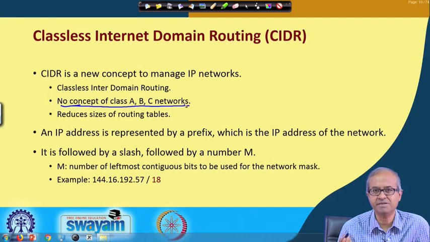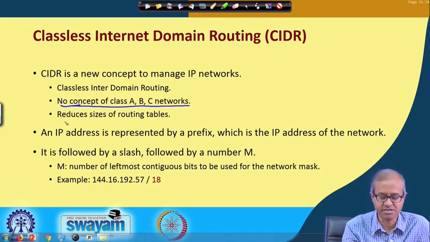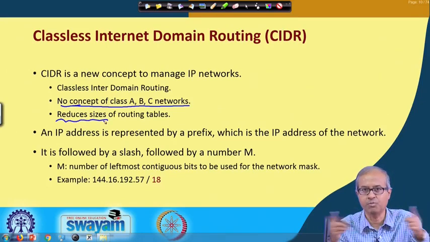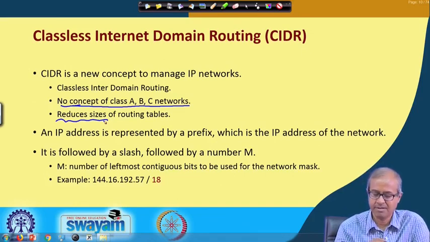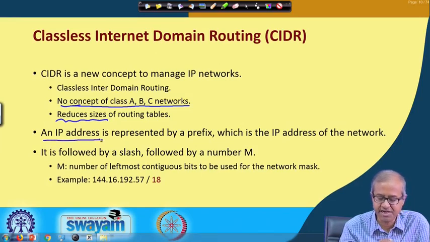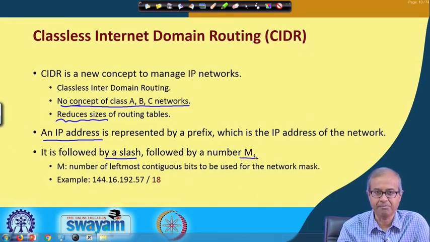and this gives certain advantages, like the routing tables in the routers get reduced in size, because we do not have to store the whole masks like that. Now, the way we specify CIDR addresses is like this. We specify an IP address followed by a slash followed by a number m.